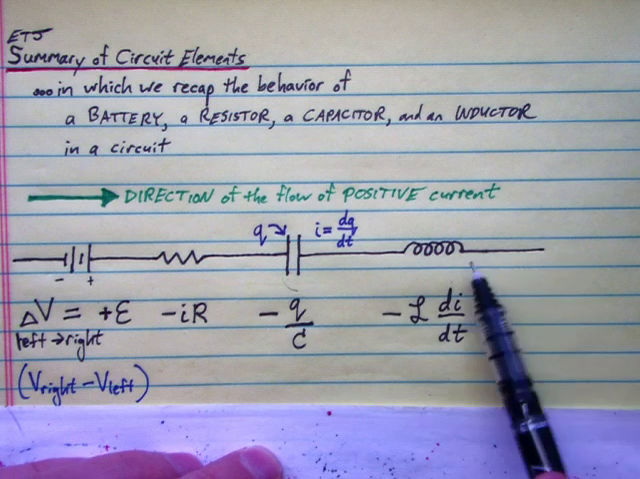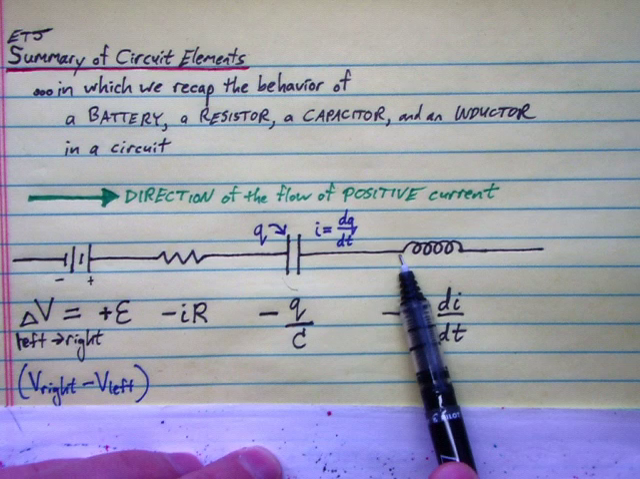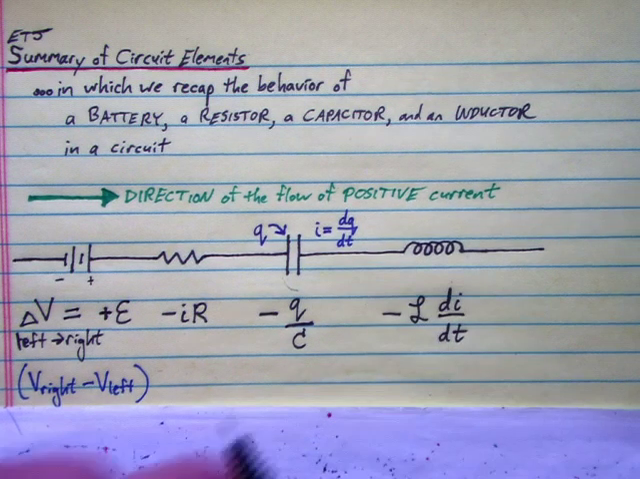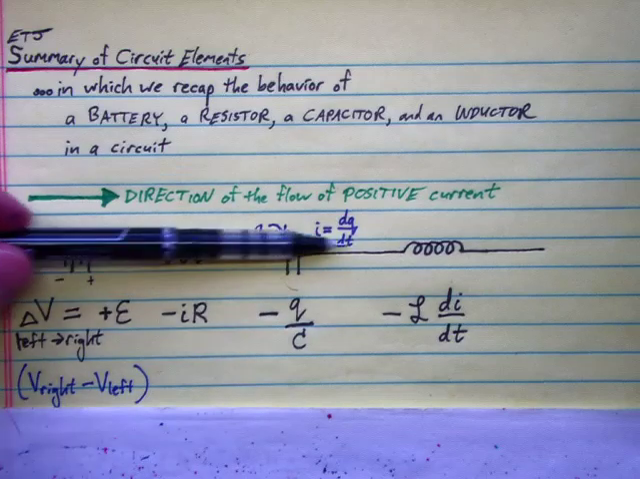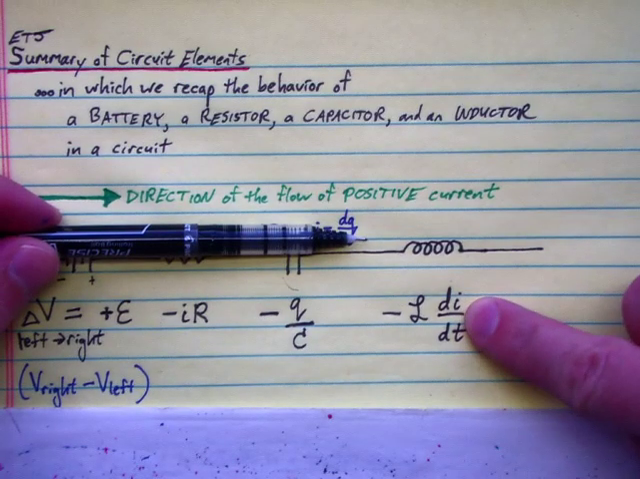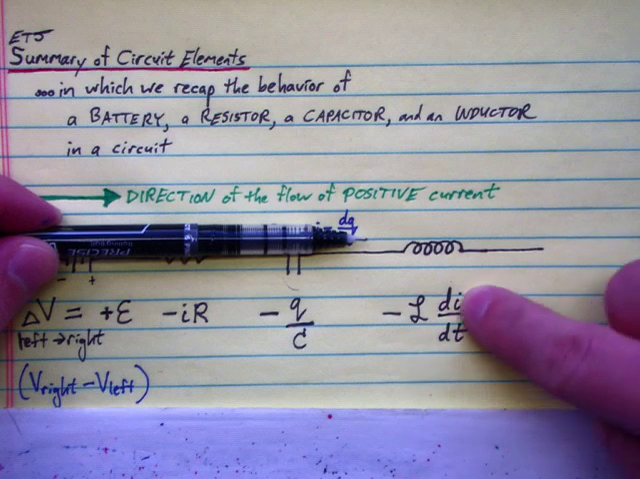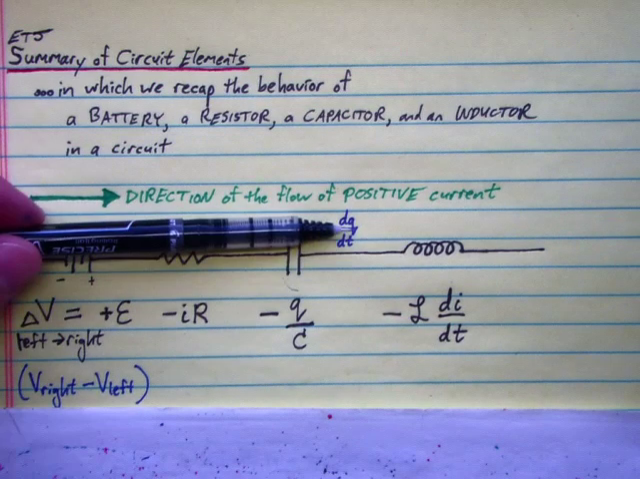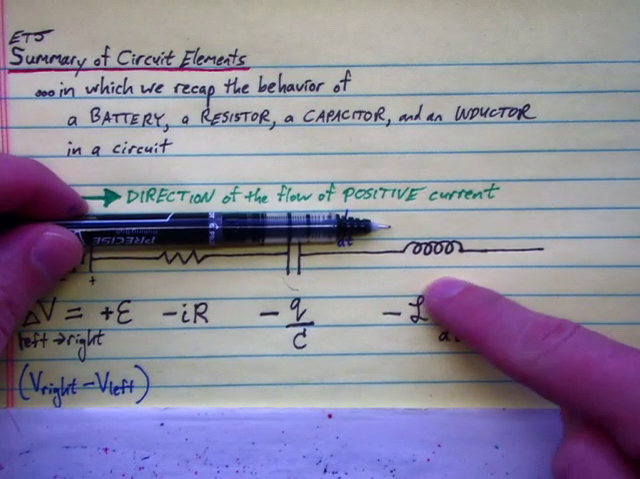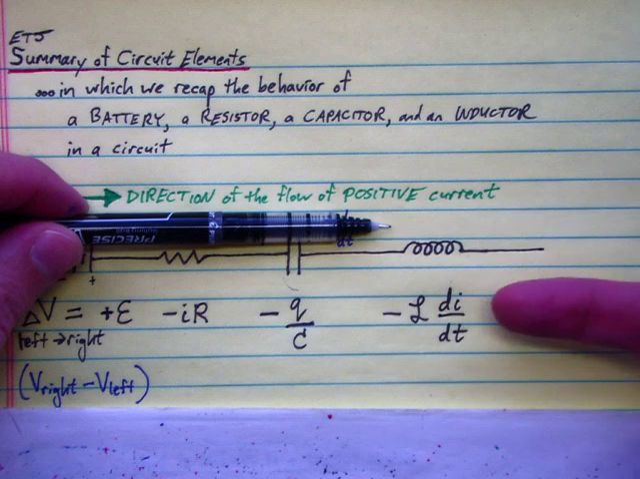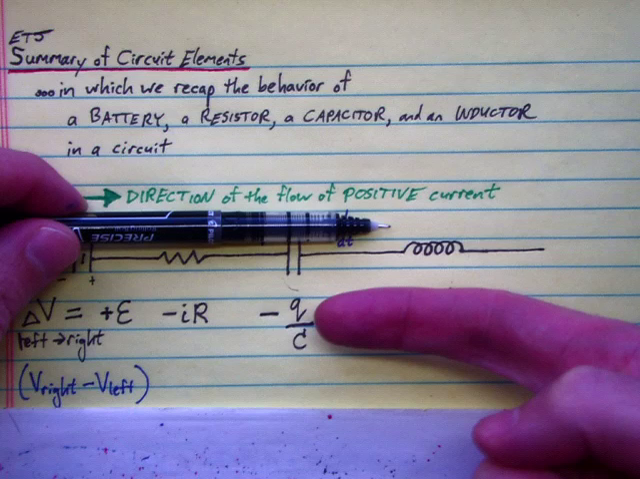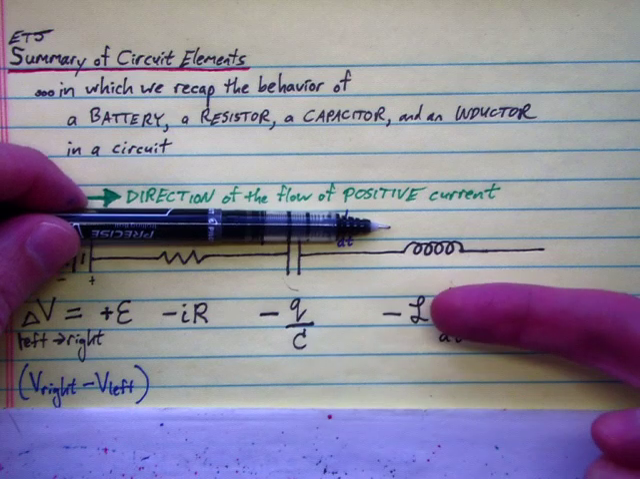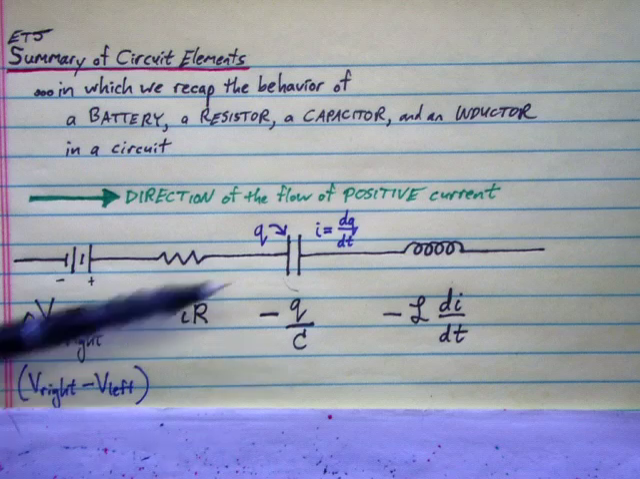So V final, V at the right, minus V initial on the left gives us this. So if we have a positive current this way that was increasing, then dI/dt would be positive and our potential difference would be negative. So if I was positive and increasing, this would be behaving like a battery pointing that way. We'd have a negative EMF, so we'd be dropping in potential as we went across it.